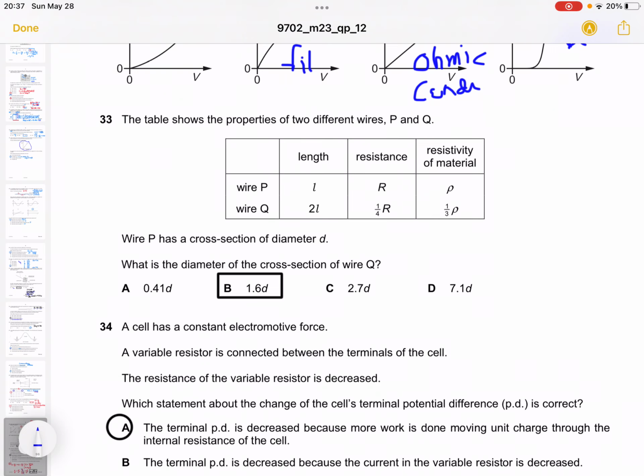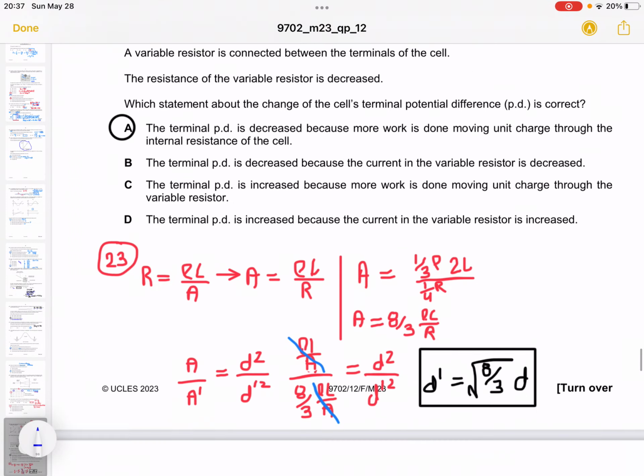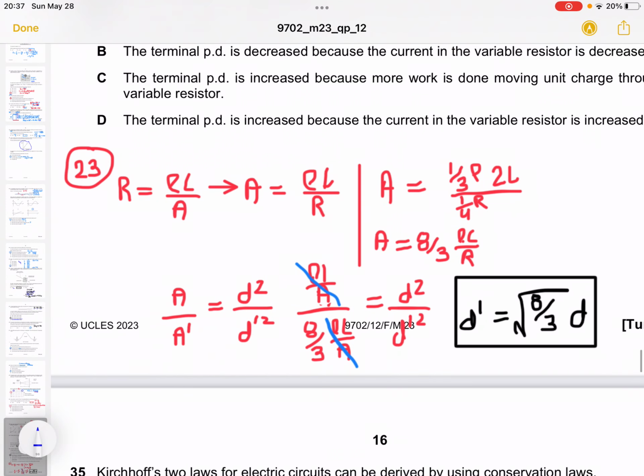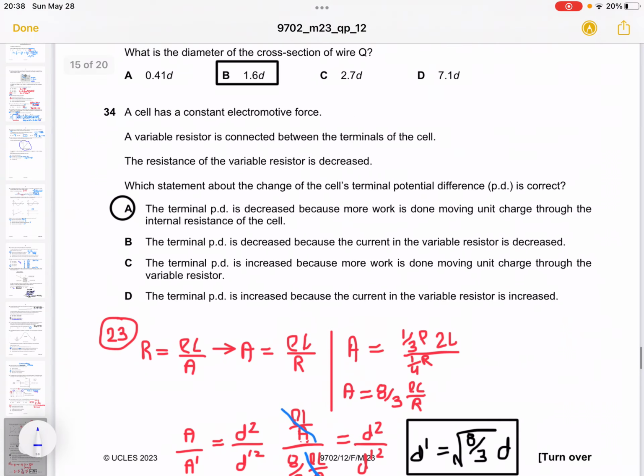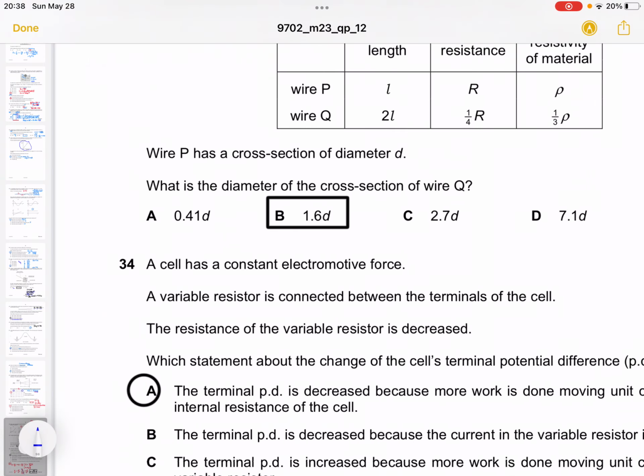Question number 33 asks what is the diameter of the cross section? That's a simple question of rho L over A. Just do the analysis. Rho L over A is rho L over R. Apply the changes. It would make the area 8 over 3 rho L over R, and then apply that area is directly proportional to D squared. So the diameter would become square root of 8 over 3 D, which is 1.6 D. B is the appropriate answer.